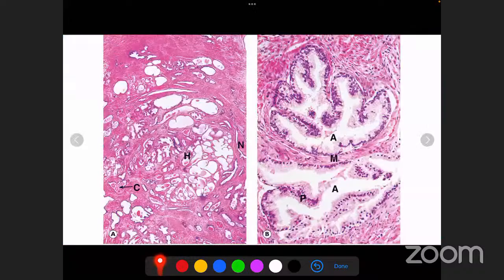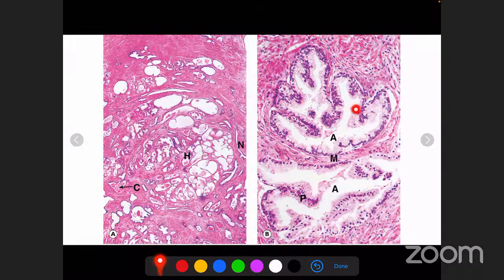Okay. So this is the slide of benign prostatic hyperplasia. This is the low magnification and this is the high magnification. At low magnification, you see the rounded nodules of hyperplastic prostatic tissue, and this is the transitional paraurethral part of the gland. These are the glands, this is the stroma. This is the high power.